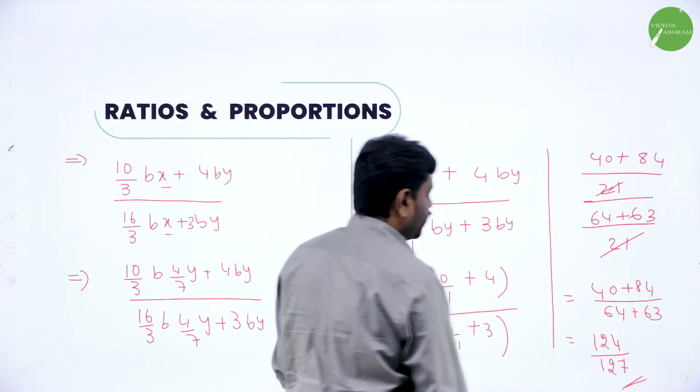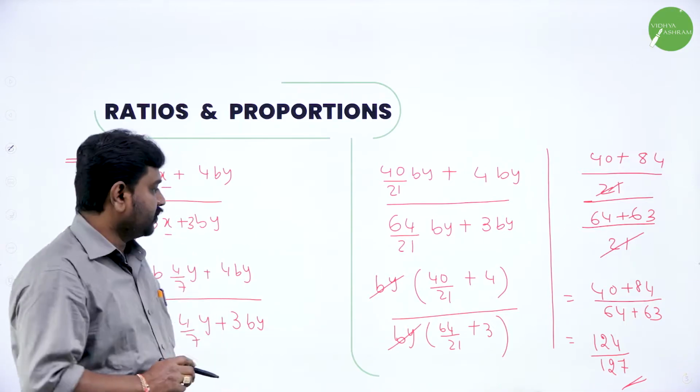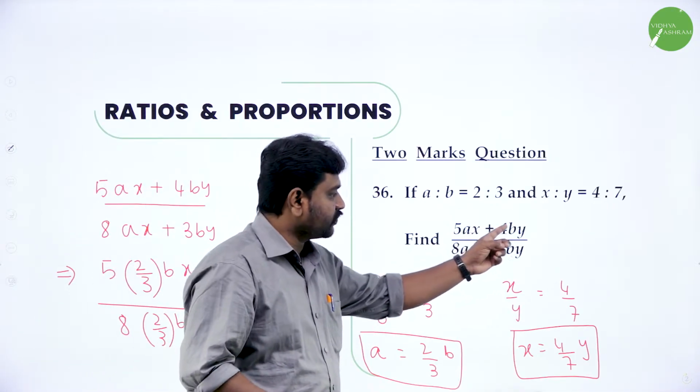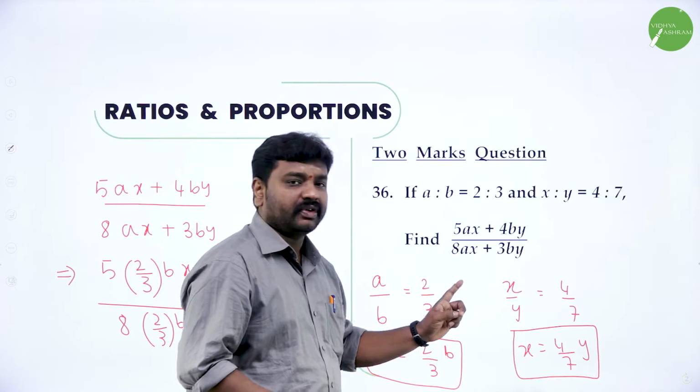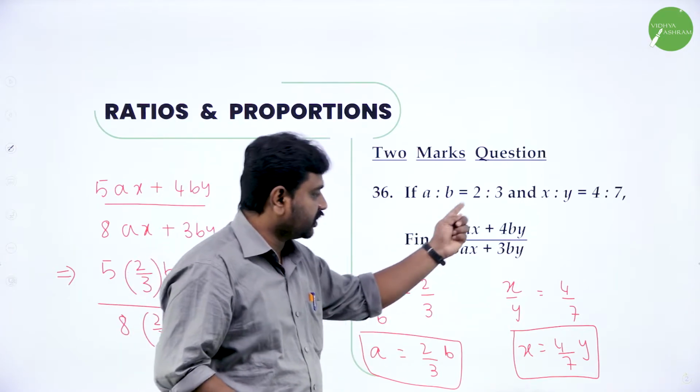So 124 by 127. Dear students, here when you observe, they want 5ax plus 4by by 8ax plus 3by. I will try to convert ax in terms of by.